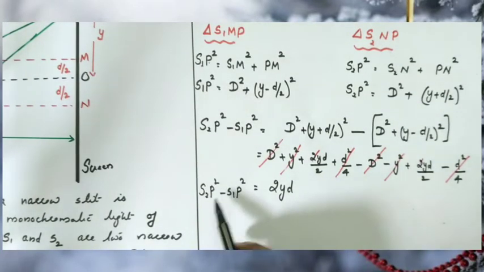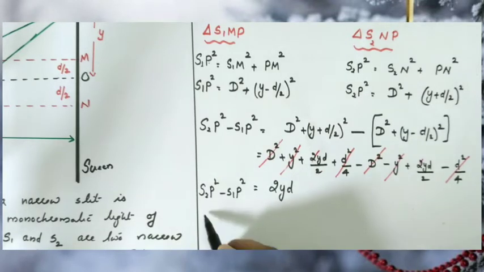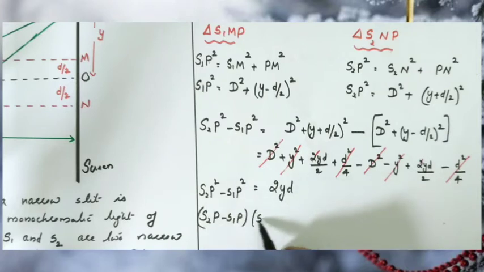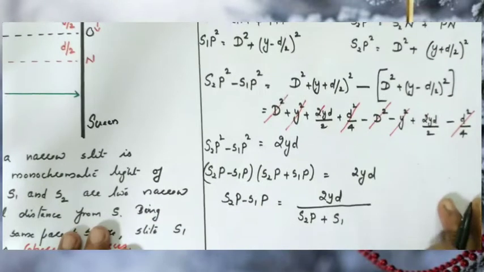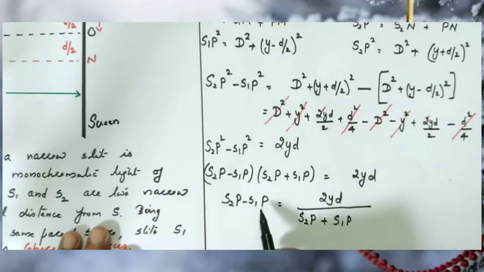This is of the form A square minus B square. We can write A square minus B square is A plus B into A minus B. So it can also be written as S2P minus S1P into S2P plus S1P equal to 2YD. We want S2P minus S1P, that is the path difference. So S2P minus S1P, path difference equal to 2YD divided by S2P plus S1P.